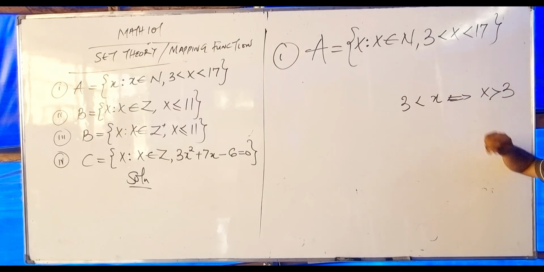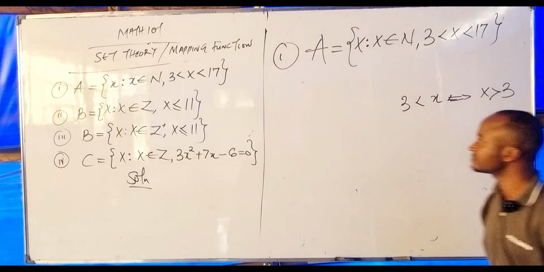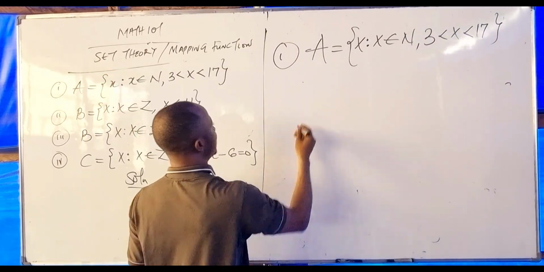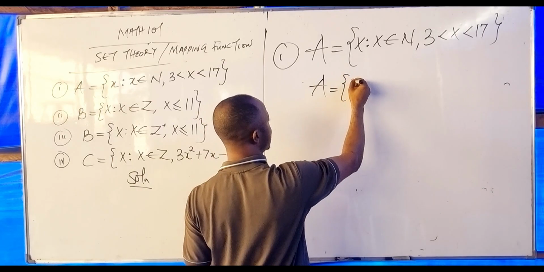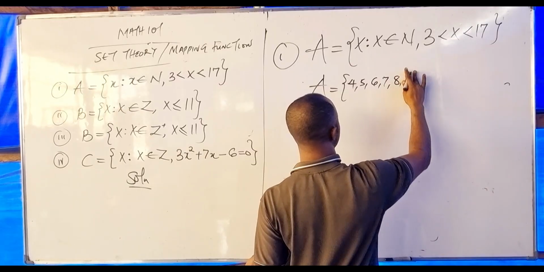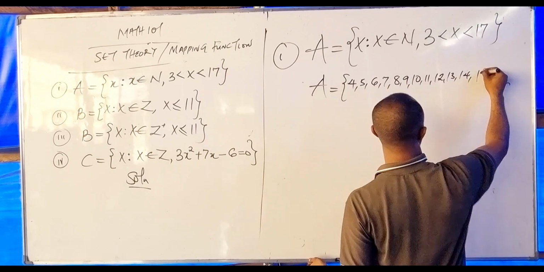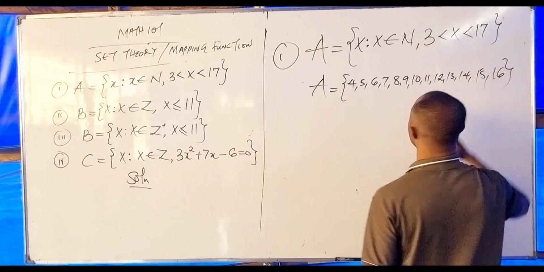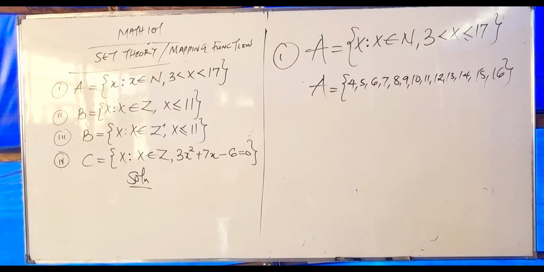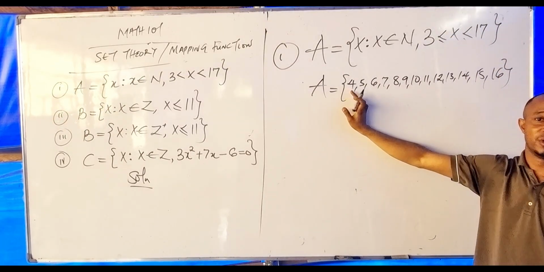You ask yourself again, what are the numbers less than 17? Which are 16, 15. That means I will start from 4 and end at 16. Is that clear? So that means the value of A is simply 4, 5, 6, 7, 8, 9, 10, 11, 12, 13, 14, 15, and 16. What if I have an equal sign here, 17? What if I have an equal sign here? I will start from 3. Hope you understand the concept.